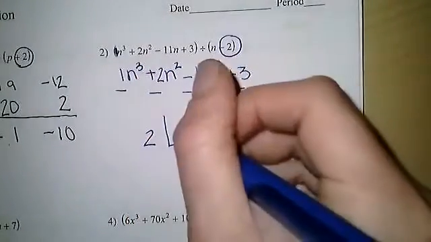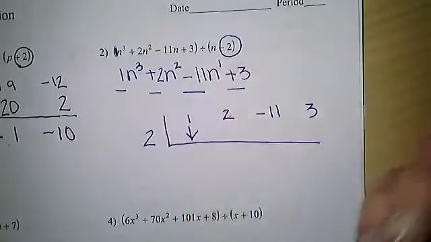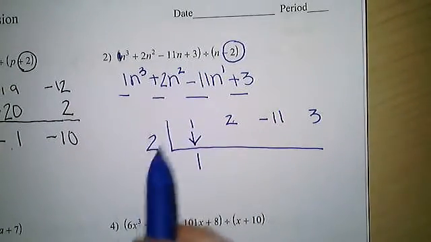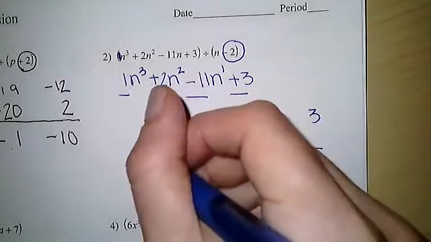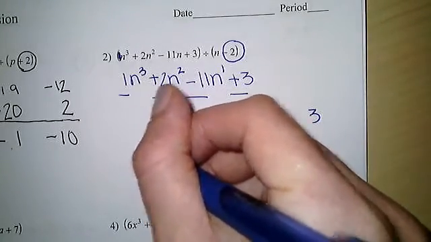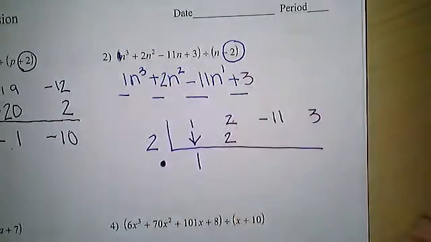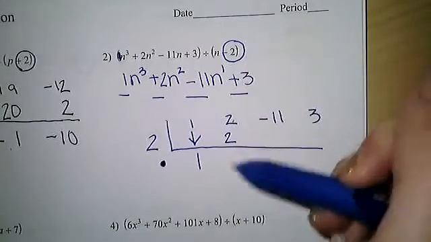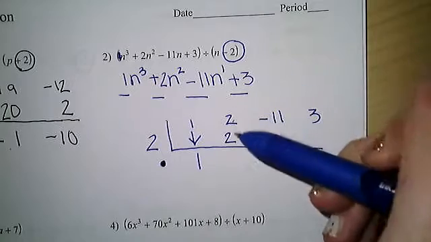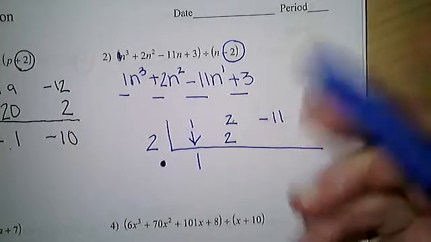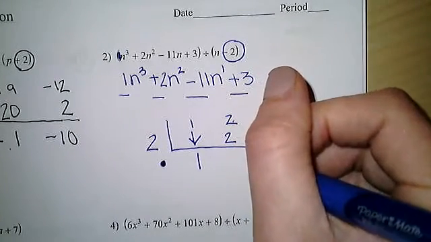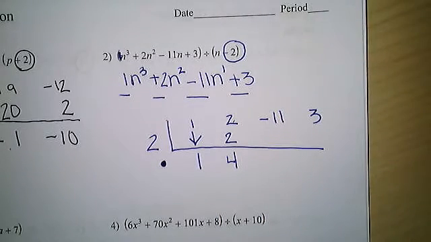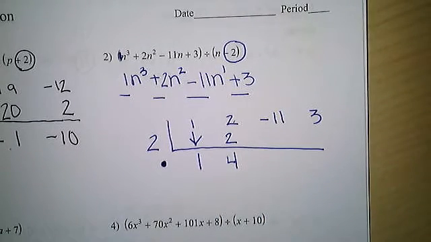So our first step is to drag and drop our first coefficient down, say 1. And then we are going to be multiplying by this outside number. So we have 2 times 1, which is 2. And then we always want to combine our like terms here. So we have a 2 and a 2. So that is a 4.